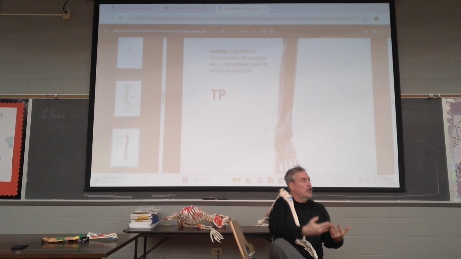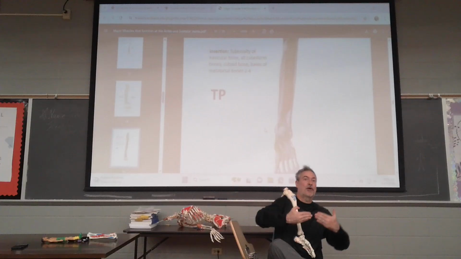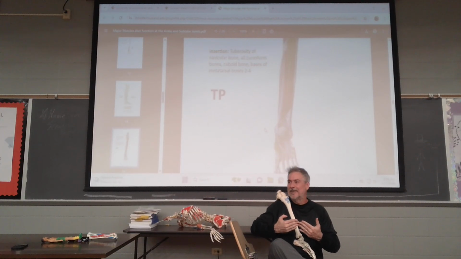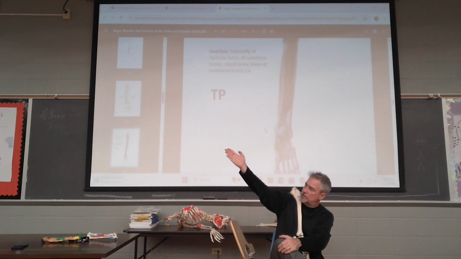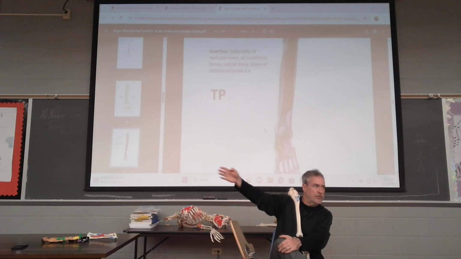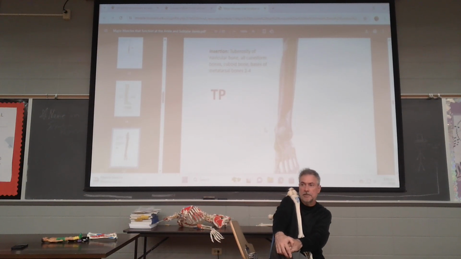So your tibialis posterior should give you a big clue to its ankle function. It crosses posterior. And then if you look at this back view, is it crossing medial or lateral to that calcaneus? Is it on the inside or the outside? Inside, yeah. So it's a plantar flexor inverter.